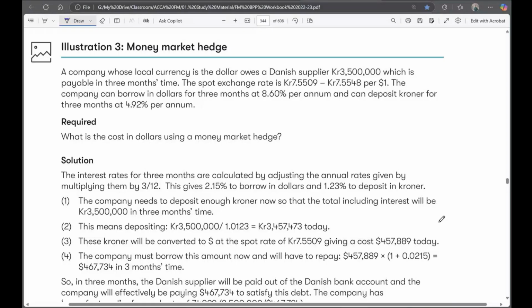A company whose local currency is dollar, I mean you are based in the US, owes a Danish supplier 3.5 million kroner, which is payable in 3 months' time. You have to pay kroner in 3 months' time. The spot exchange rate is given. We have two rates given. The company can borrow in dollars for 3 months per annum and can deposit kroner for 3 months at this rate. So look how you have to make this hedge.